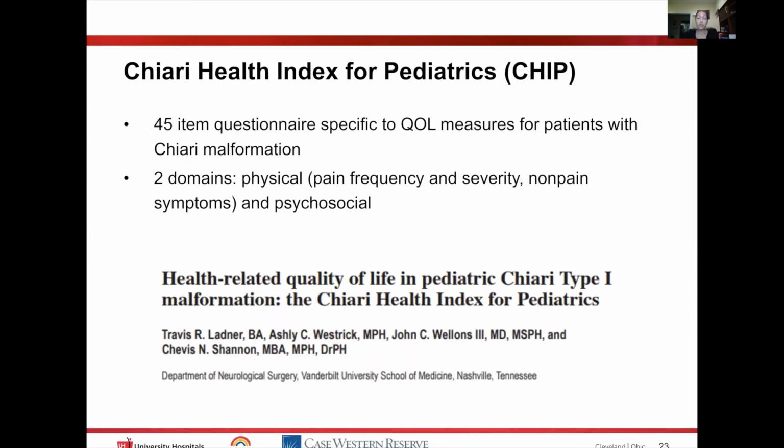So the Chiari Health Index for Pediatrics was developed out of Vanderbilt University. It is a 45-item questionnaire, and it's specific to the quality of life measures for patients with Chiari. There are a lot of quality of life measures out there that have been validated, but this was really focusing on those types of symptoms that most impact the quality of life of this patient subset. There are 2 primary domains. They include the physical domain, which has to do with the pain frequency, the pain severity, and some of the non-pain symptoms that they're having, and then psychosocial domains.